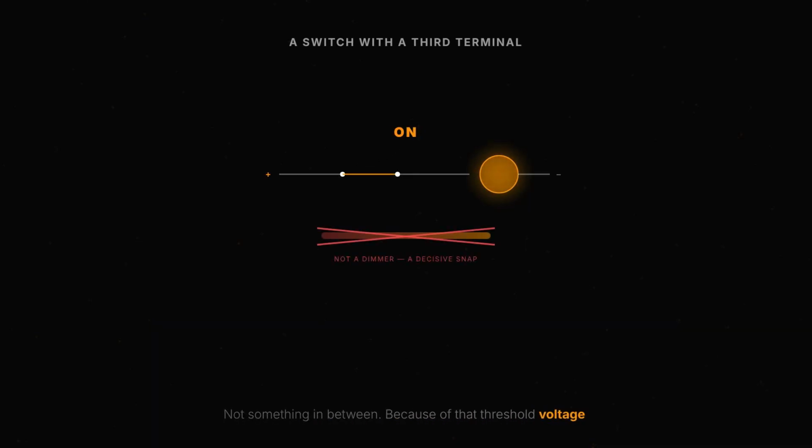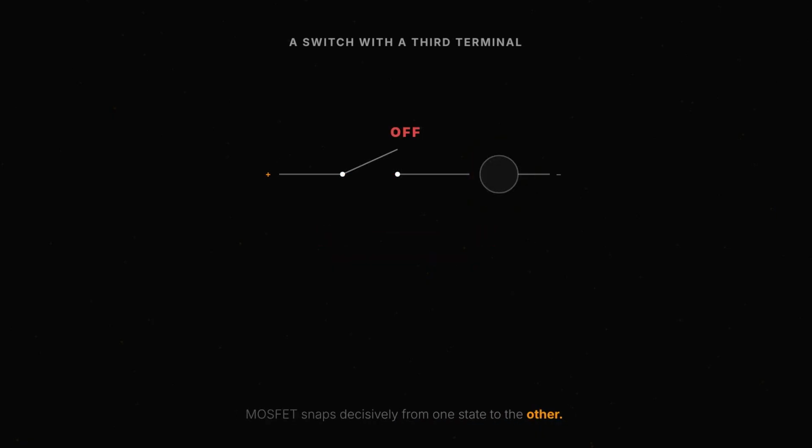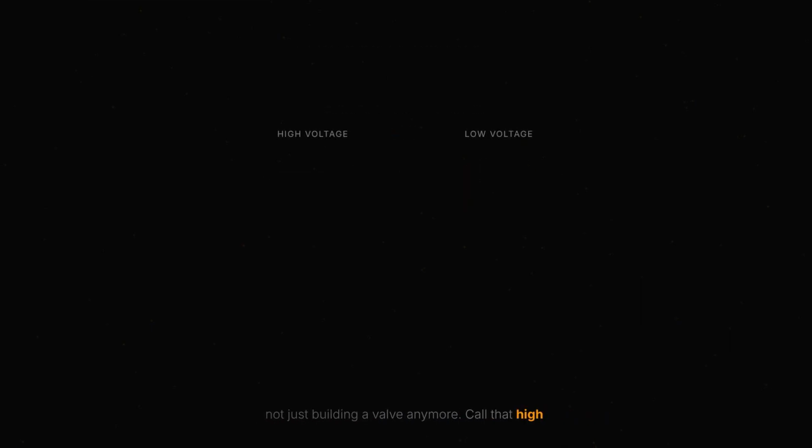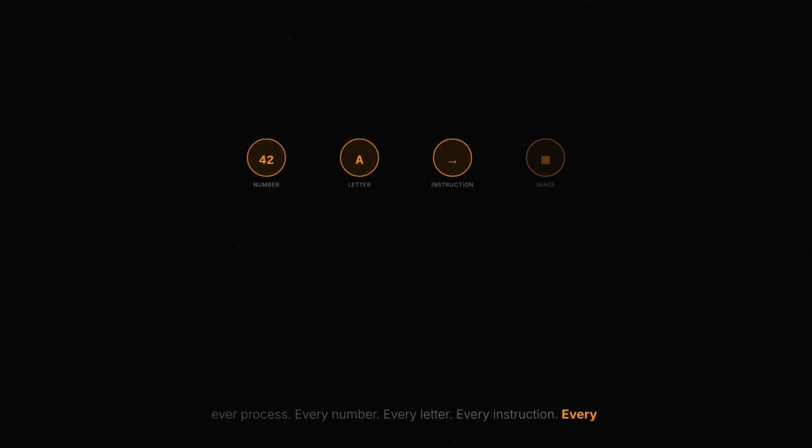Because of that threshold voltage we just talked about, a MOSFET snaps decisively from one state to the other. And once you can represent those two states reliably, electrically, switching billions of times a second, you're not just building a valve anymore. Call that high voltage a 1. Call that low voltage a 0. You're building the physical foundation of every 1 and every 0 a computer will ever process. Every number, every letter, every instruction, every image, all of it, eventually, coming down to transistors like this one, flipping on and off.